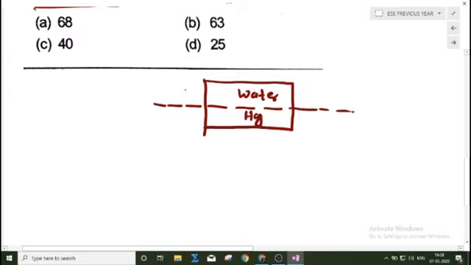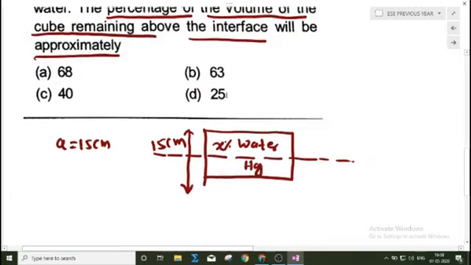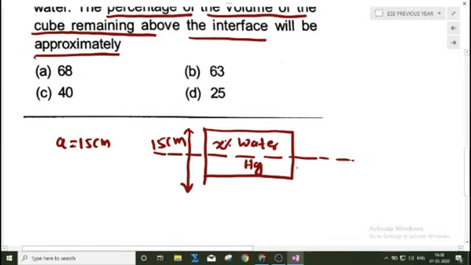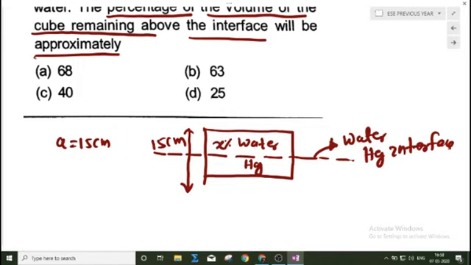Okay, and this side of the cube is how much? This is a 15 centimeter cube. Suppose x percentage of the metal cube is above the interface. This one is called the water-mercury interface. So above this interface, suppose x percentage is under the water, and 1 minus x percentage will be under the mercury.